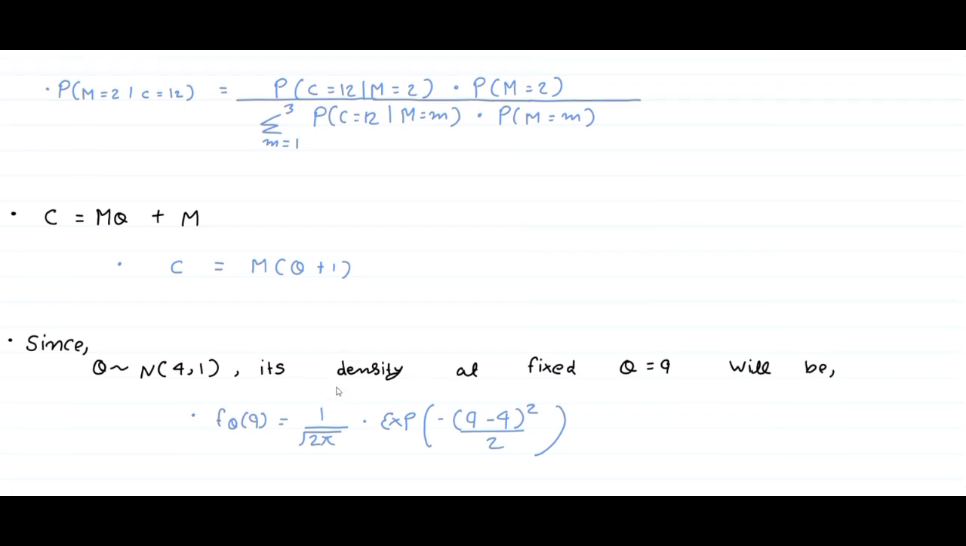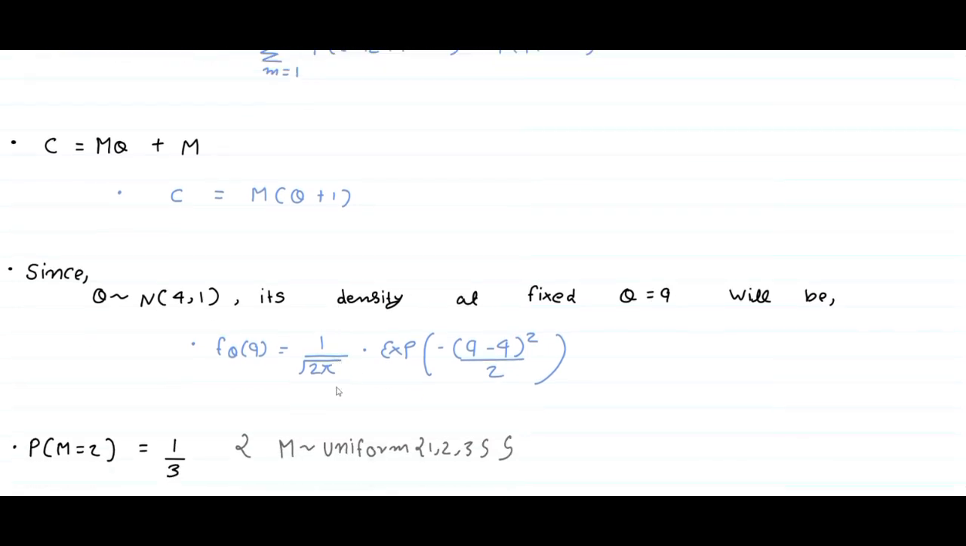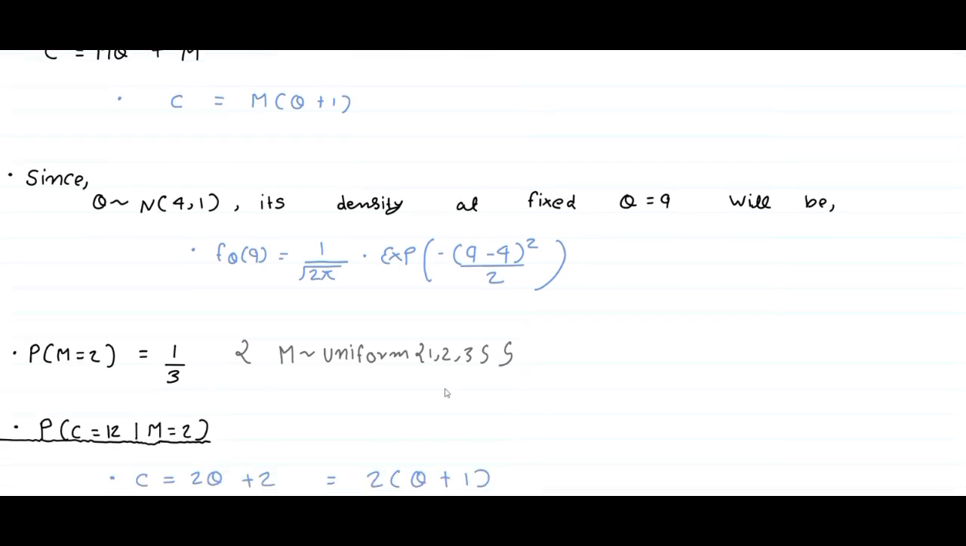Since Q follows the normal distribution with the parameters 4 and 1, its density at a fixed Q will look something like this. Now since M follows the uniform distribution over the values 1, 2 and 3, the probability of M equal to 2 is going to be 1 by 3.